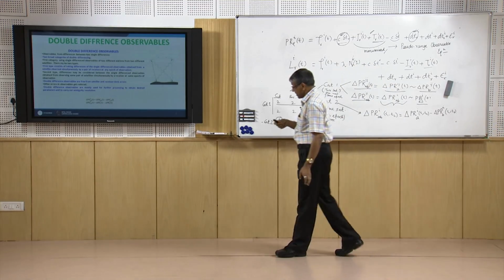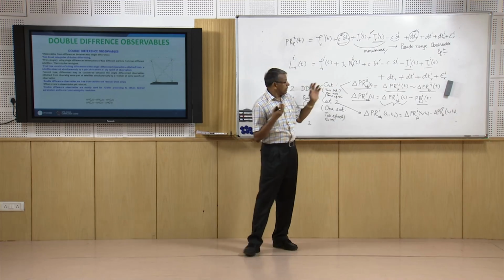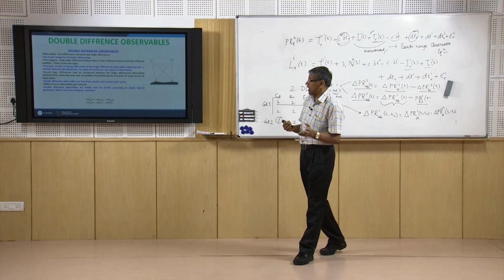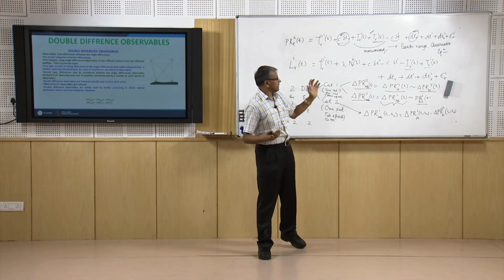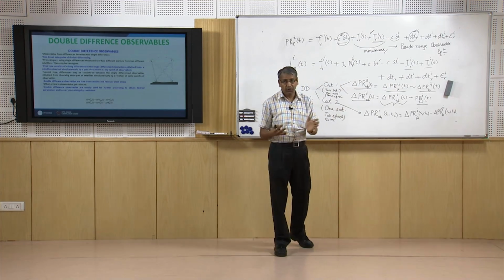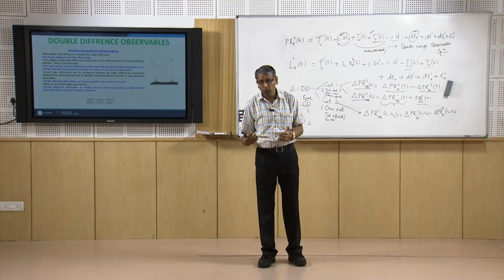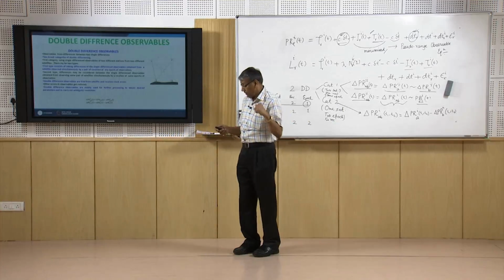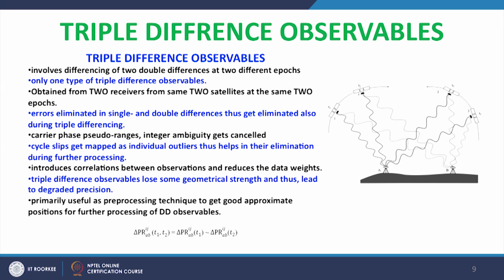However, these double difference observables are the best kind of observables that we use as preprocessing, and generally we do go for double differencing before we go for processing of the GPS signal. And the last one that we will consider is the triple difference. In case of triple difference, we will take the difference of double difference.